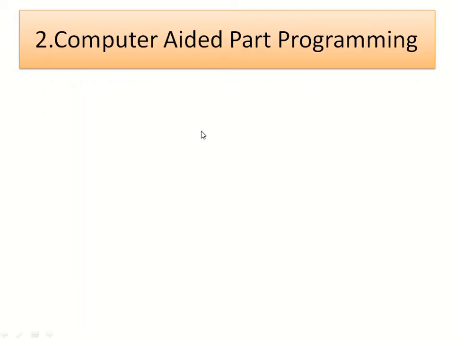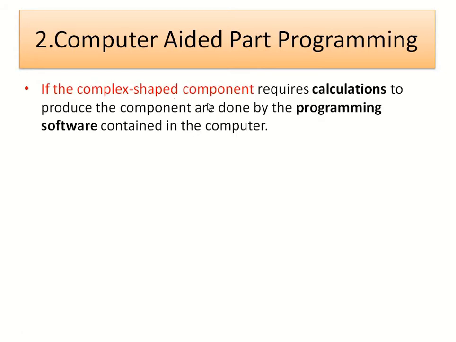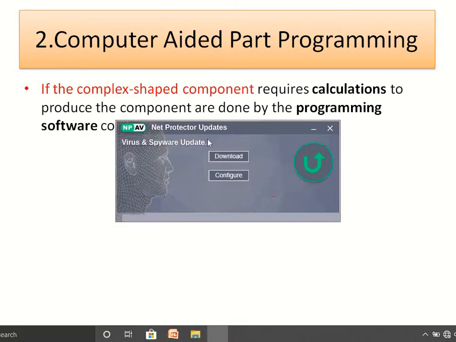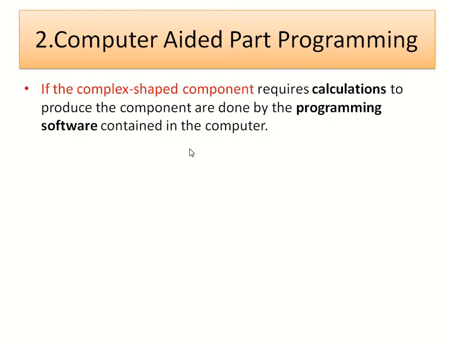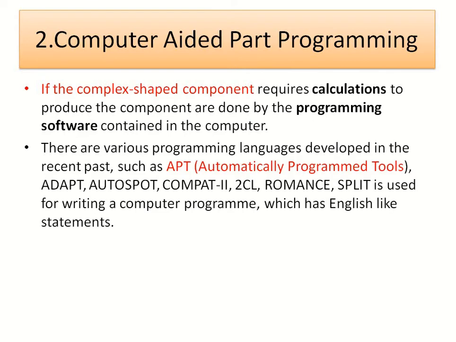Second, computer aided part programming. If complex shaped components are required, the calculations to produce the component are done by programming software contained in the computer. We can use Tebcam or other specific software. Those are available in the market, and Fusion 360 or a number of software packages are available. Those we can use and we can generate the program for the complex component.